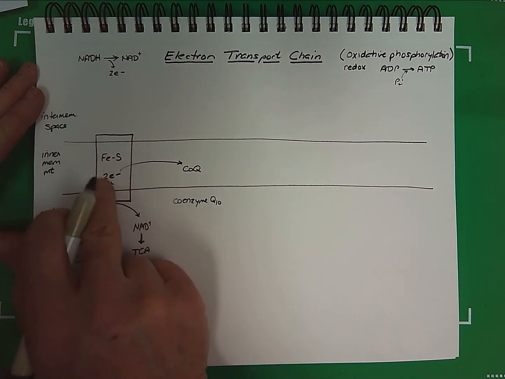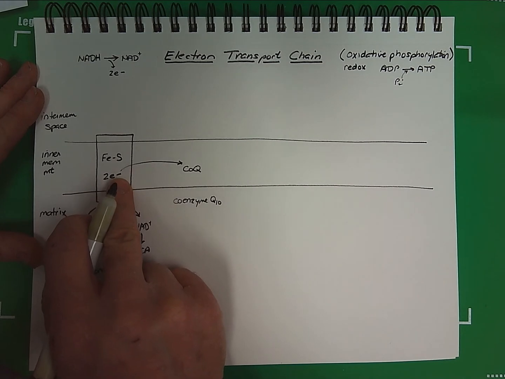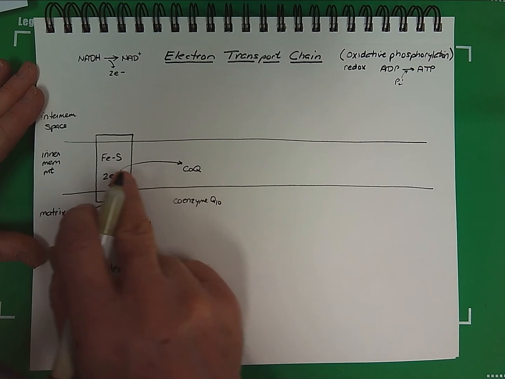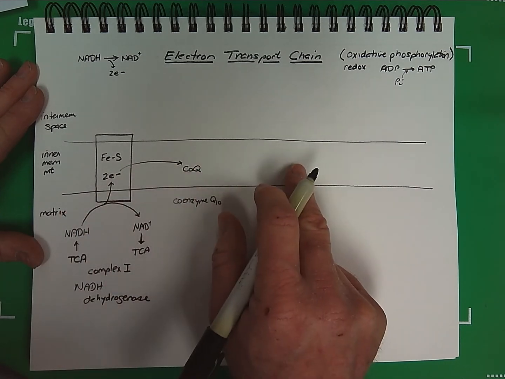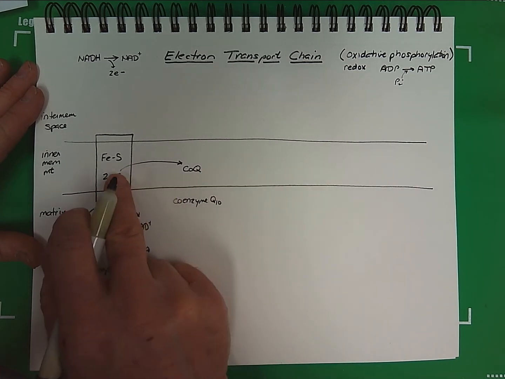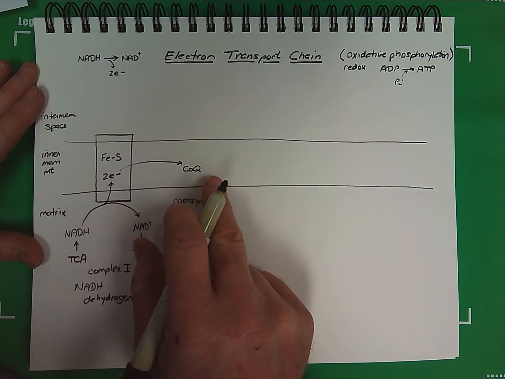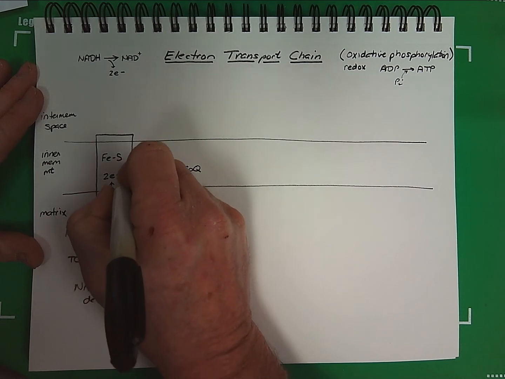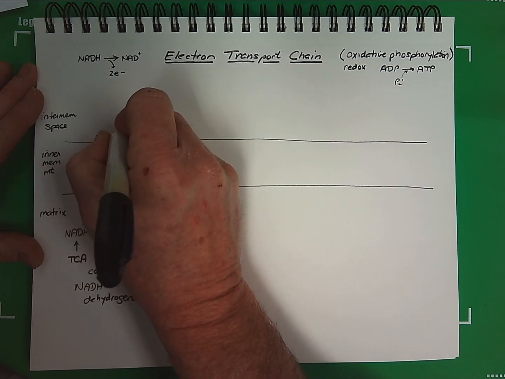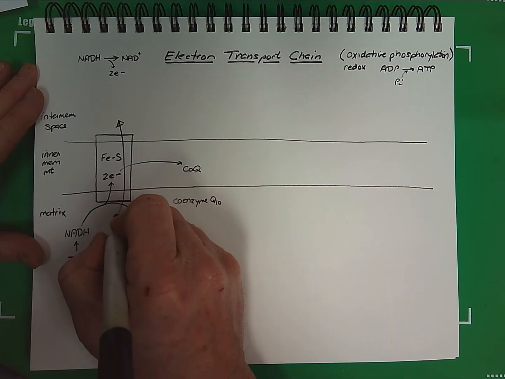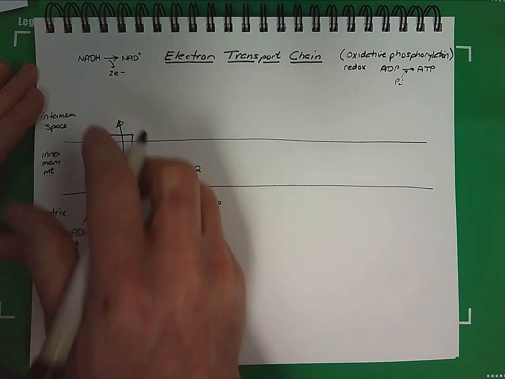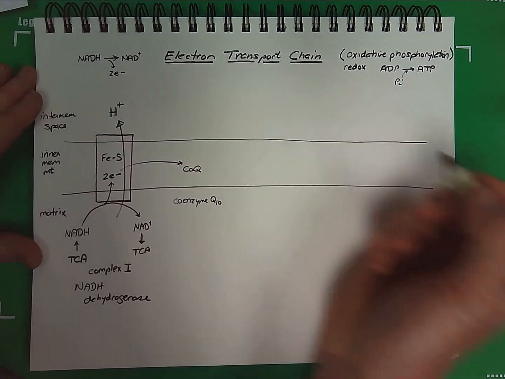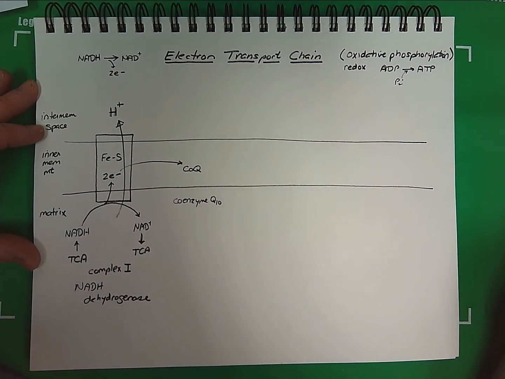So the electrons themselves essentially have potential energy. The electrons now will move down an energy gradient as we move down the electron transport chain, and the energy that is released from moving down this energy gradient is going to be used for work. And what this work means is that we are going to pump protons from the matrix of the mitochondria into the intermembrane space.